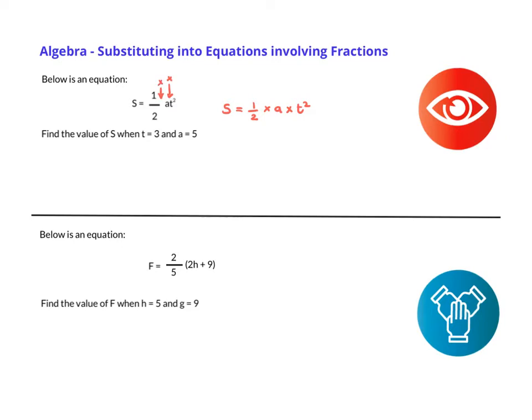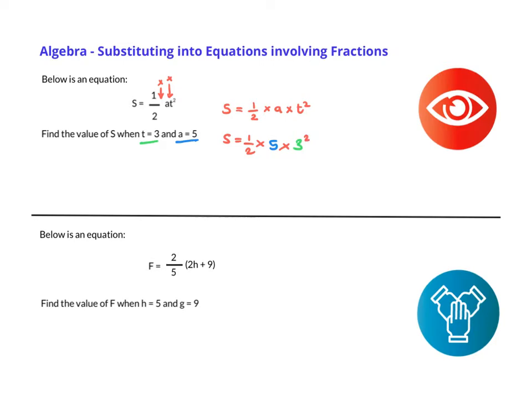Now what I'm going to do is substitute in the values t equals 3 and a equals 5. That will give me s equals a half times by my a value, which was equal to 5, and my t value was equal to 3.